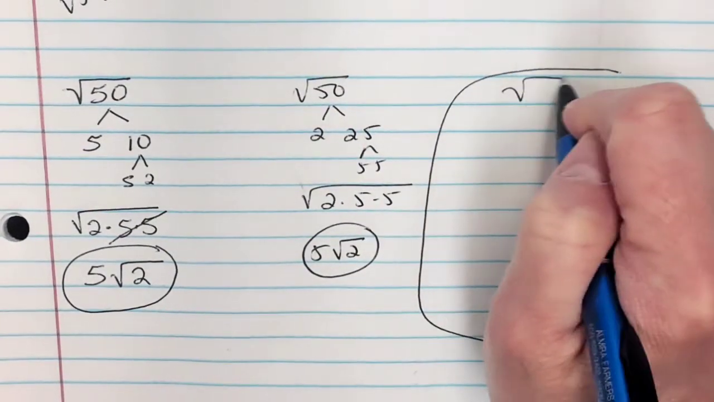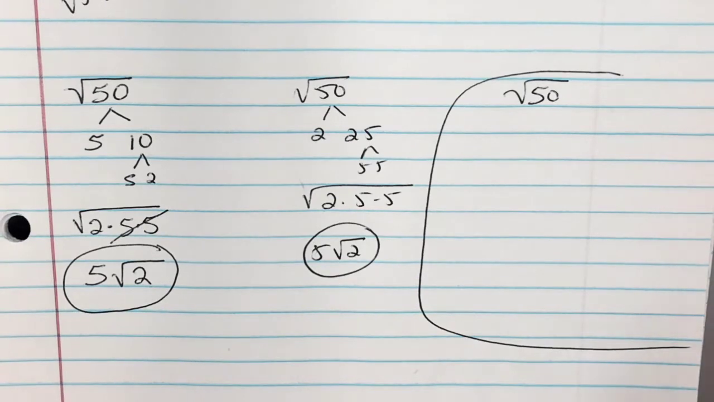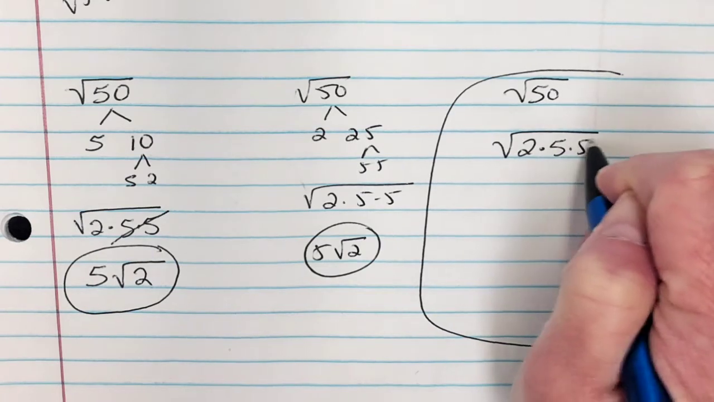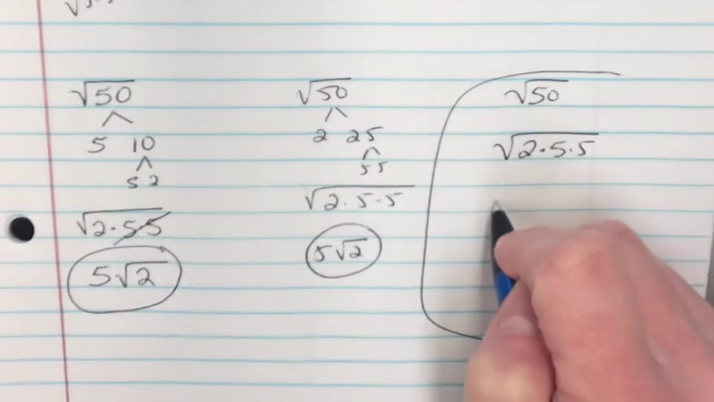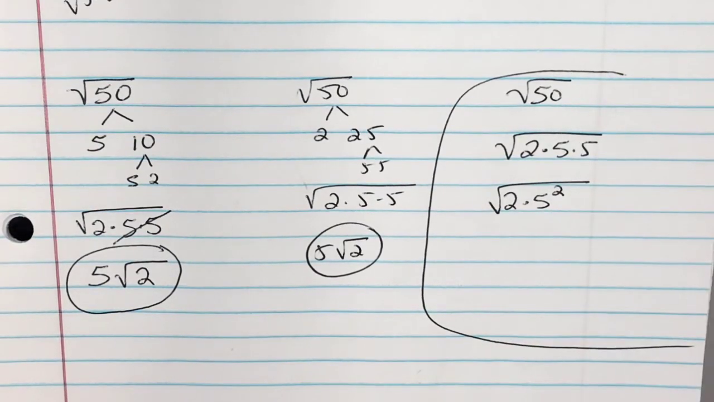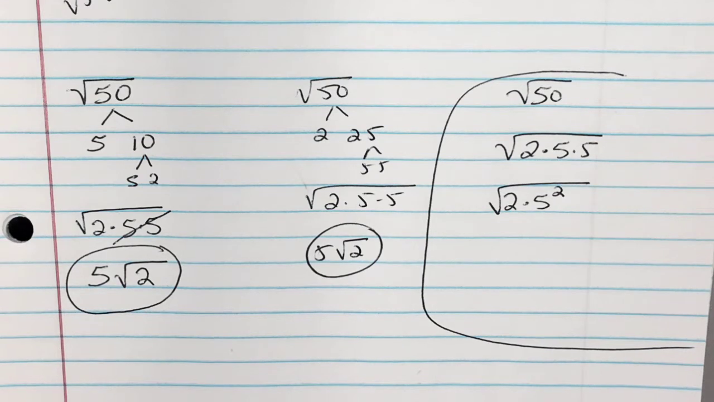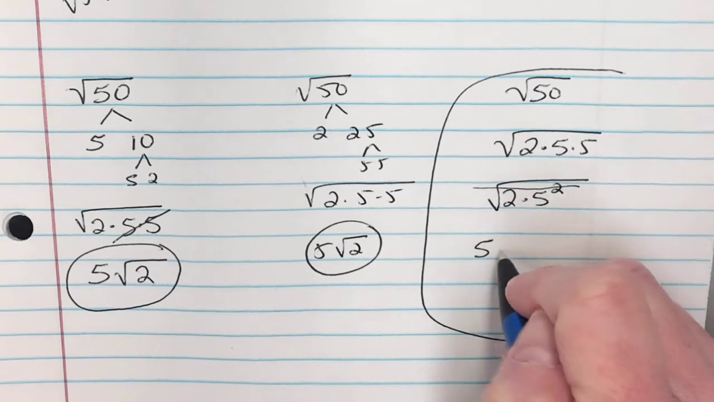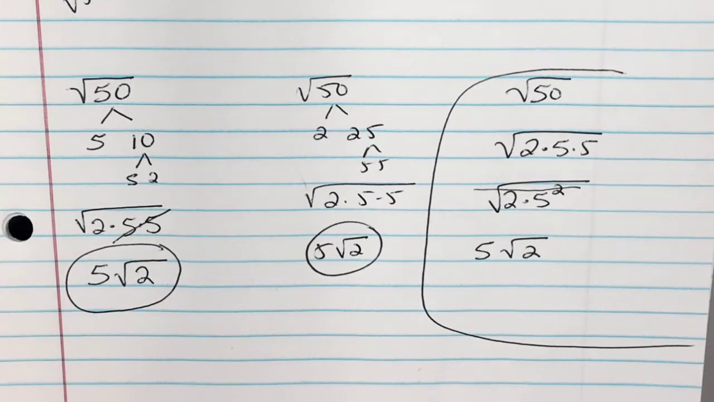But I'm going to start off with the square root of 50 again, and I'm going to break it down again into the 2 times the 5 times the 5, right? And I'm going to write it a little bit differently. I'm going to write it as 2 times 5 squared. Square roots and square powers, even powers, they undo each other. So the square root and that power of 2 brings the 5 out, and it leaves the 2 as a prime factor on the inside of the root.